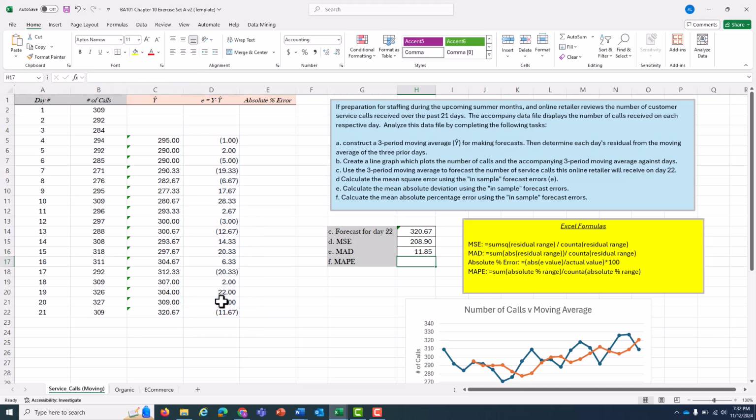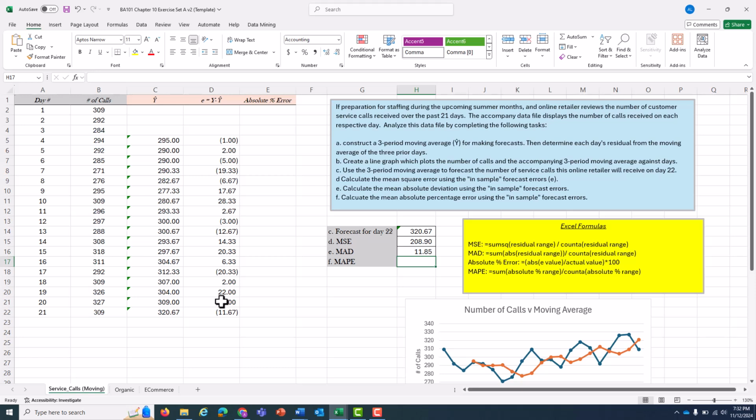And we come up with 11.85. So what we're saying here is that on average, our model will predict a number of calls that is within 12 of what actually would occur during the period. It could be more, could be less, it's the absolute value, but it's a metric that we can use to compare the likeliness of this to, say, another methodology we could use for making predictions.